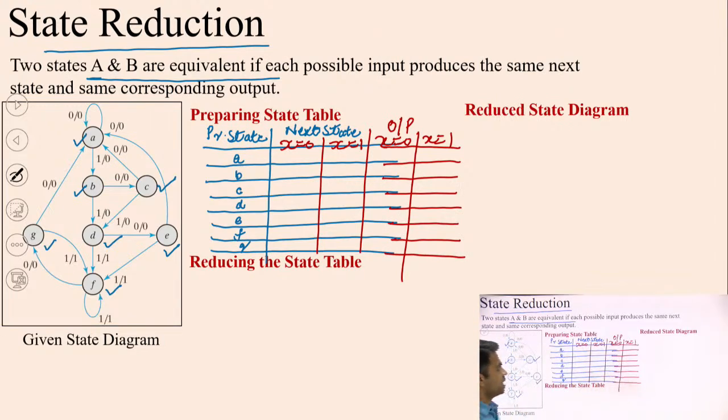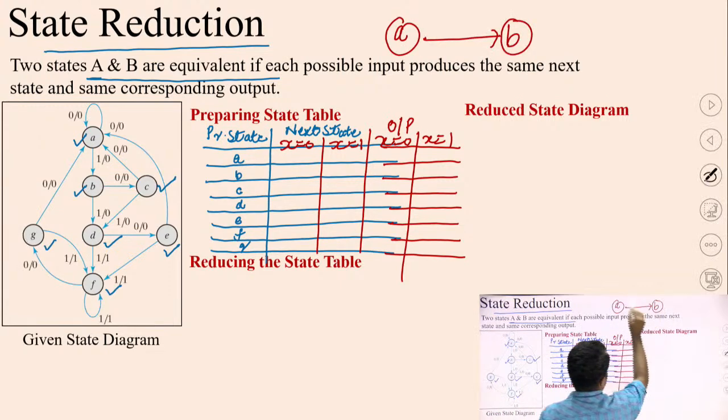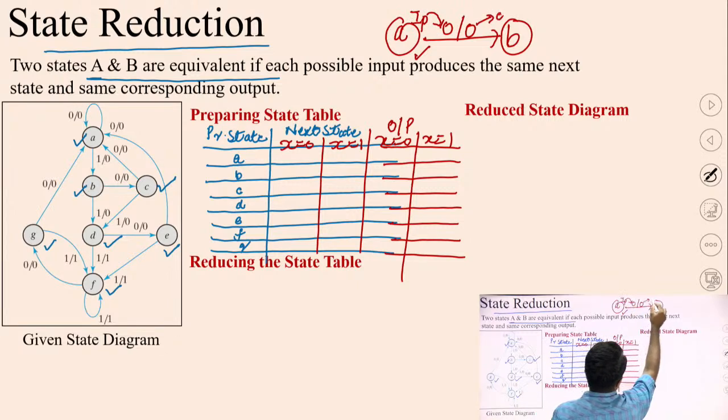So this is the first step. We have to convert this diagram into a table. From the diagram we saw that there are 7 states A, B, C, D, E, F and G. Now if we are moving from A state to B state, we are writing 0/0. That means if I am in A state and I receive an input 0, the output will be 0 and the new state will be B.